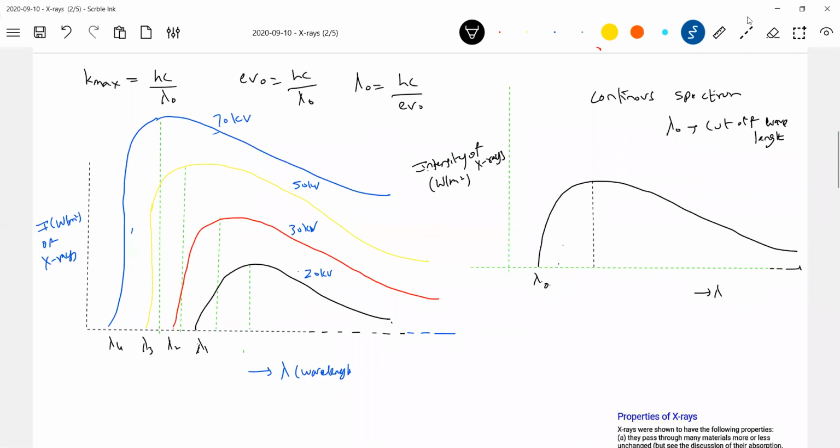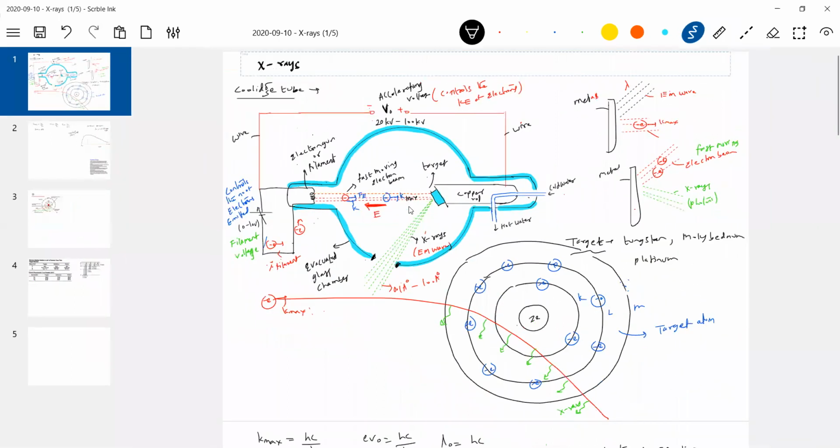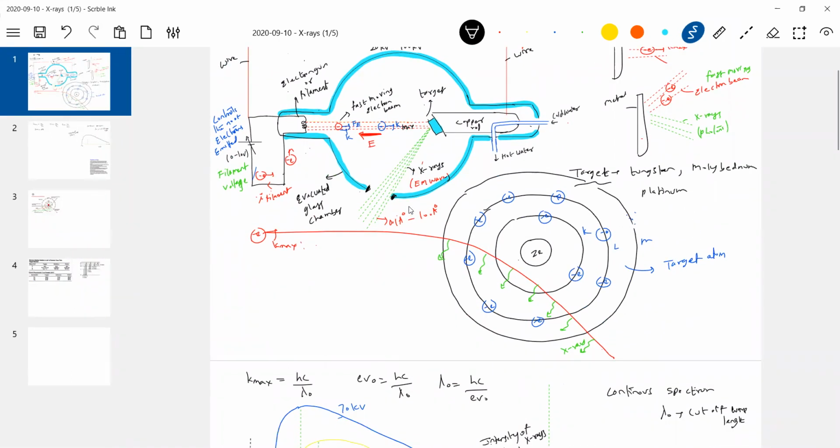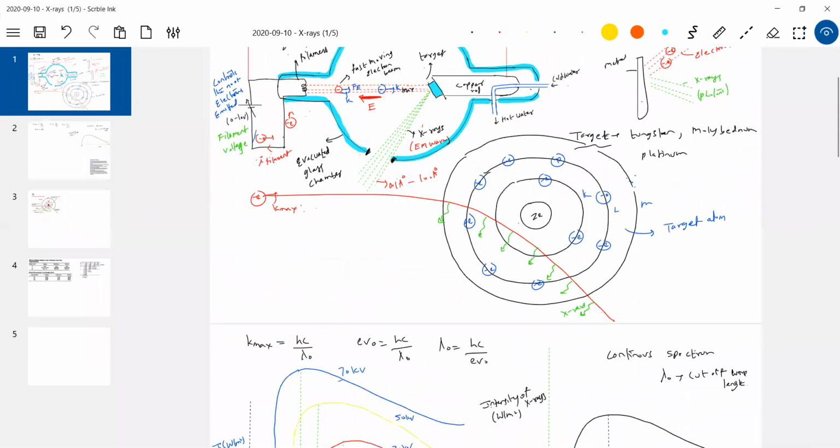So as I increase the accelerating voltage, what will happen to the cutoff wavelength? It will decrease here. And what happens to the area under the curve? It will increase. I think it's quite clear, no? If I increase the accelerating potential, why will the area under the curve increase?